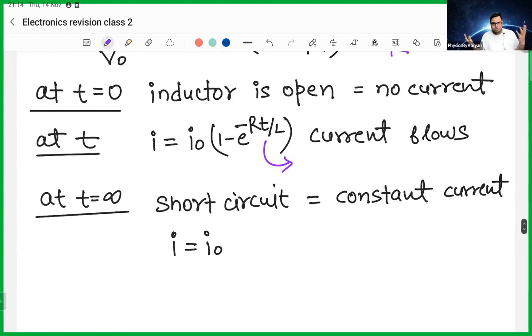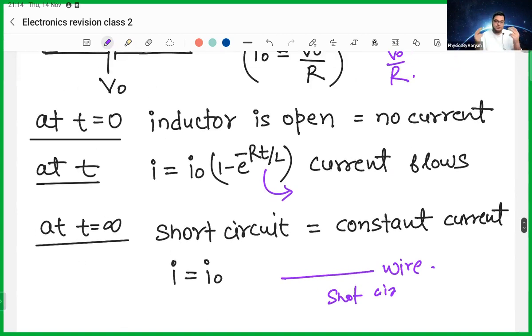And then finally, when the time is infinity, the current will become constant. Constant means now the inductor has no problem. So the inductor will behave like a wire. Wire means short circuit. Okay? So this behavior is completely the reverse of the capacitor. Capacitor was doing the reverse. Starting, it was a wire and then it was open. But in this case, starting it is open and in the end it is like a wire. That is the case. So a capacitor is someone who likes change. An inductor is someone who hates change.